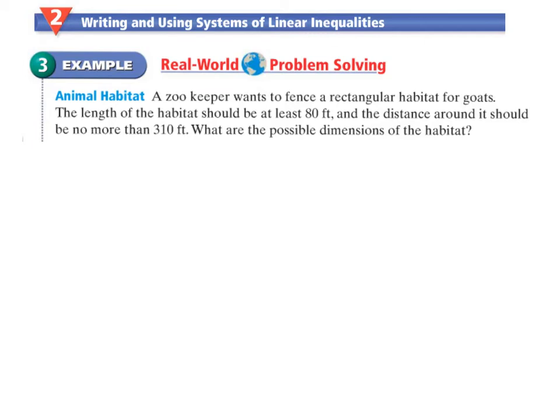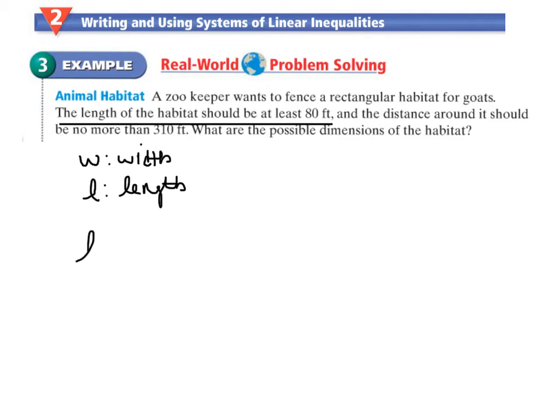So the first thing I'm going to do is let W be width, since we're talking about length and width. So I'm going to let L be length. So our first inequality: the length of the habitat must be at least 80 feet. That's easy. The length of the habitat must be at least 80. So that means L is greater than or equal to 80.